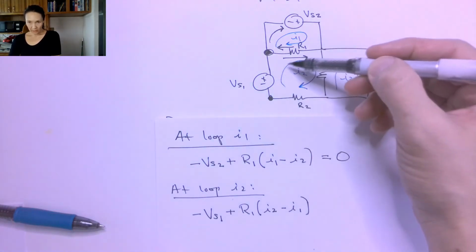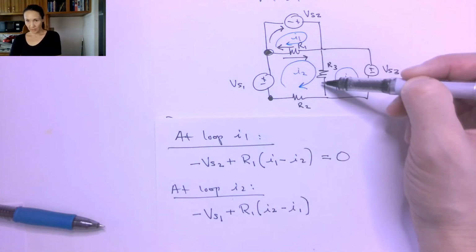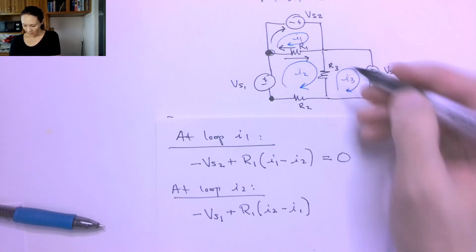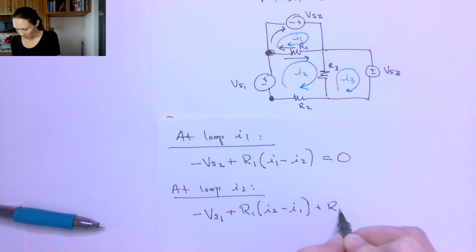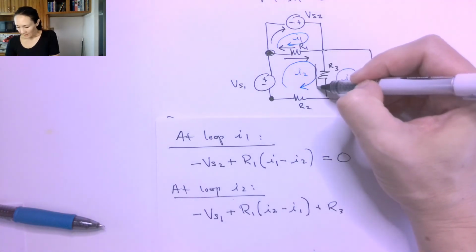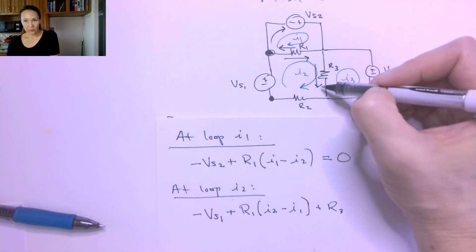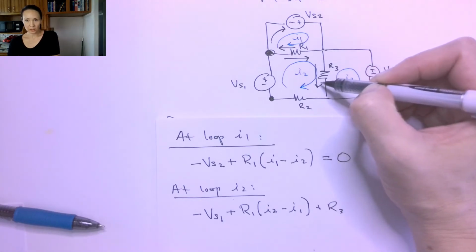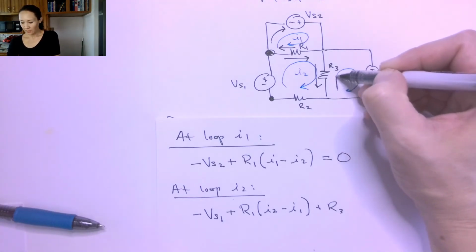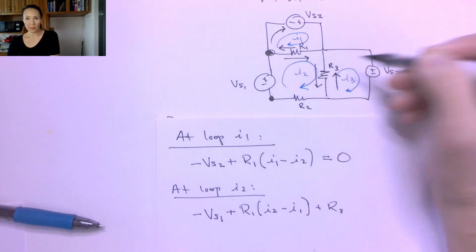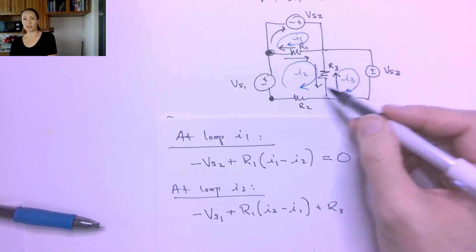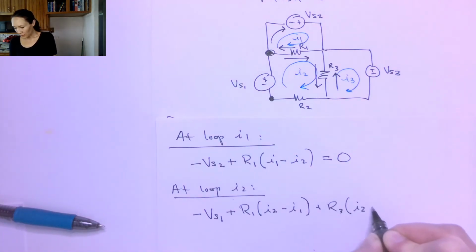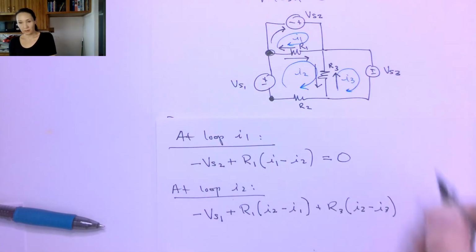Now I continue in my walk around the I2 loop. The next thing I'm going to encounter is this R3 resistor. With the R3 resistor, on the left hand side I've got I2 current that's going through R3 in this direction. On the right hand side I've got the I3 current that's going in the opposite direction. So the way these mesh is they're going to subtract, and I'm going to subtract I2 minus I3.